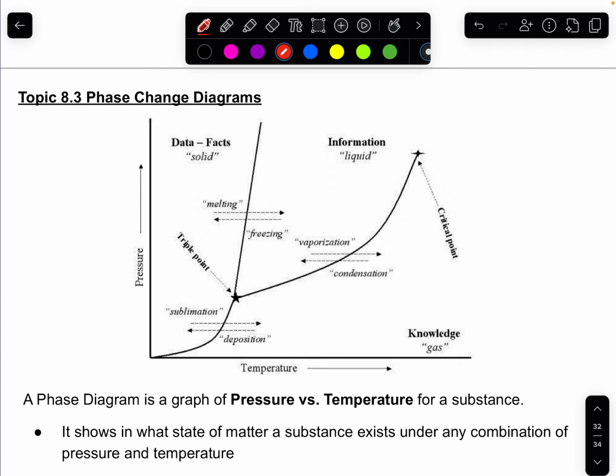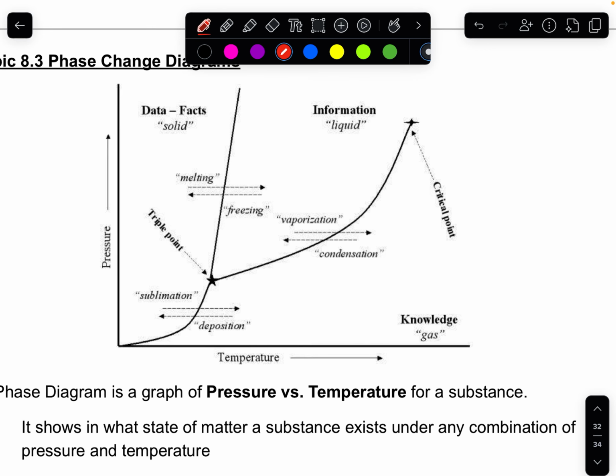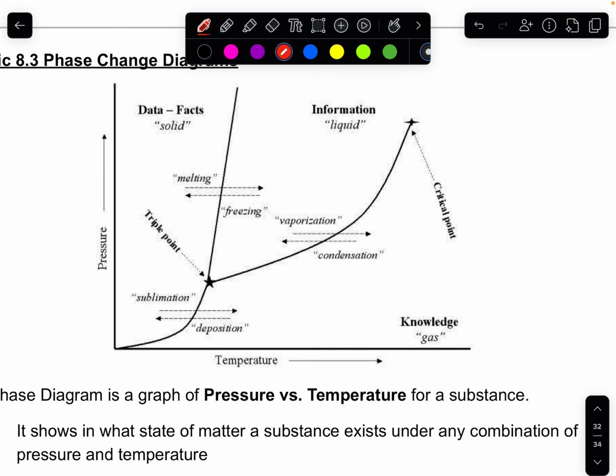Today's topic is phase change diagrams. A phase diagram is a graph that shows the state of a substance, for example solid, liquid, or gas, at different temperatures and pressures. In this graph, the x-axis is temperature, the y-axis is pressure, and there are lines.